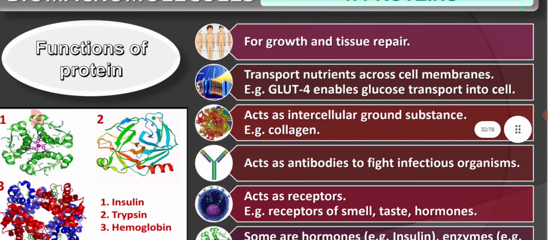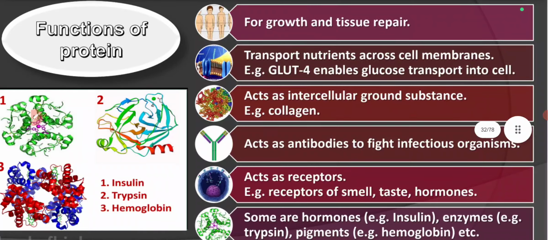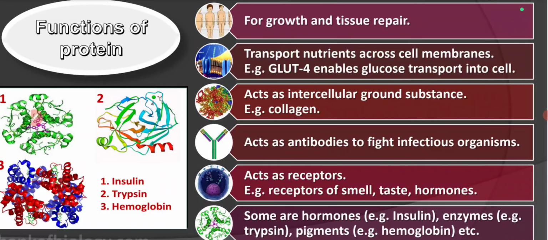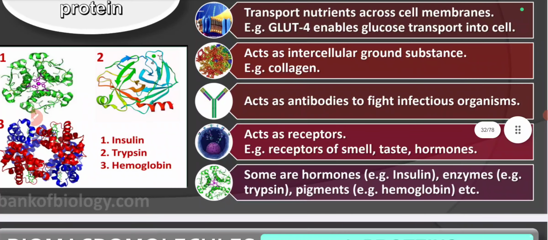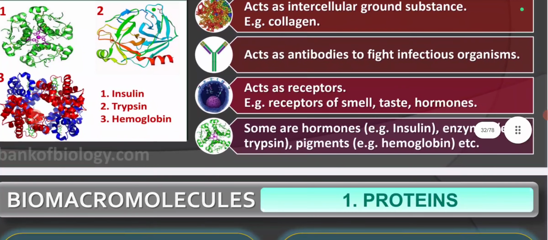Functions of proteins: growth and tissue repair, transport of nutrients across the cell membrane, example GLUT4 enables glucose transport into the cell, act as intercellular ground substance, example collagen, act as antibodies to fight infectious organisms, act as receptors, example receptors of smell, taste and hormones. Some are hormones, example insulin, some are enzymes, example trypsin, some are pigments, that is hemoglobin, etc.